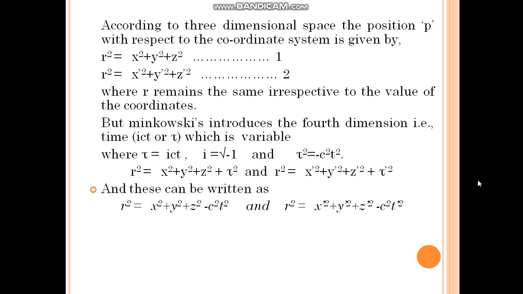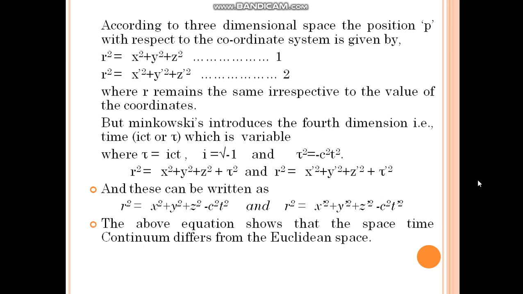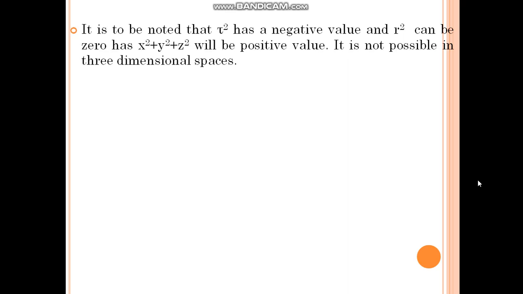Substituting in the above equation, it can be written as r square is equal to x square plus y square plus z square minus c square t square, and r square is equal to x dash square plus y dash square plus z dash square minus c square t square. The above equation shows that space-time continuum differs from the Euclidean space. It is to be noted that tau square has a negative value and r square can be 0, as x square plus y square plus z square will be a positive value. It is not possible in three-dimensional space.